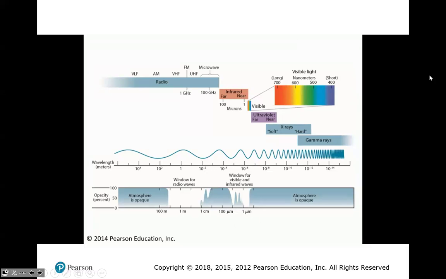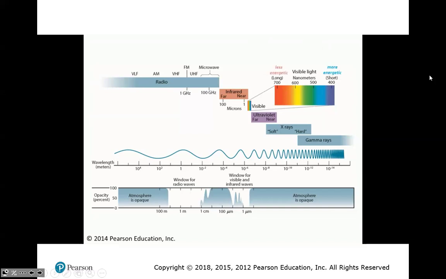Now, you're probably most familiar with the visible portion of the electromagnetic spectrum. You know that the color of light can range between red, orange, yellow, green, blue, violet. Those different colors are different colors because they are different wavelengths of light, with red having the longest wavelength of around 700 billionths of a meter, 700 nanometers, and blue having the shortest wavelength, around 400 nanometers. The shorter the wavelength, the more energetic the light is.